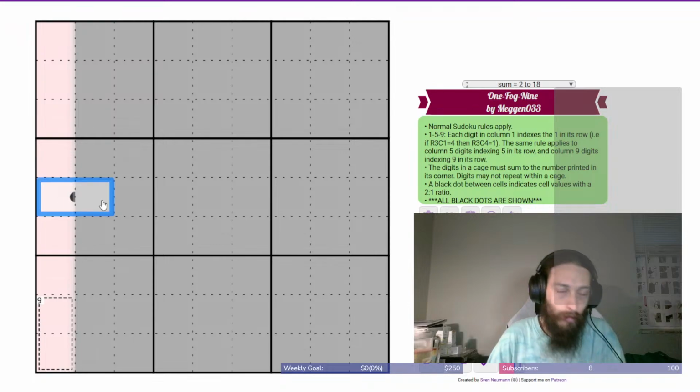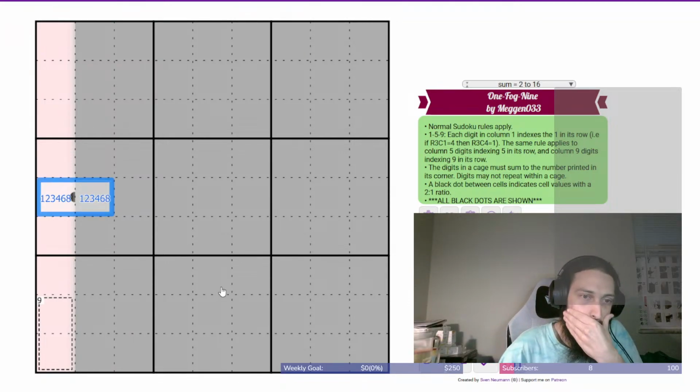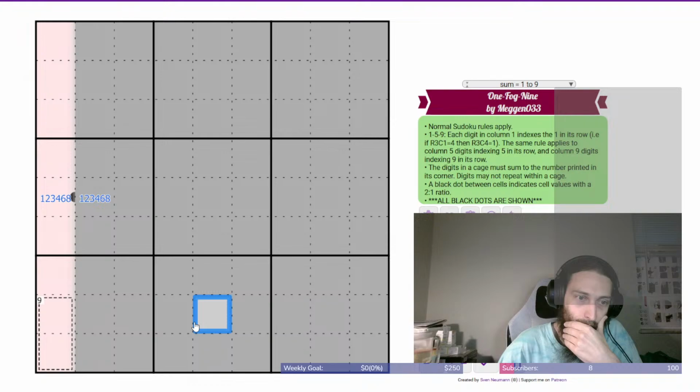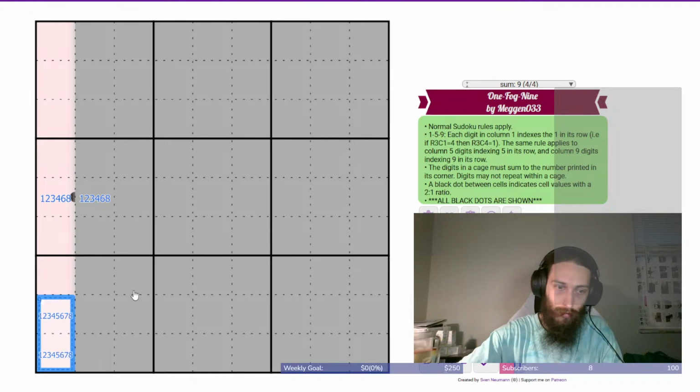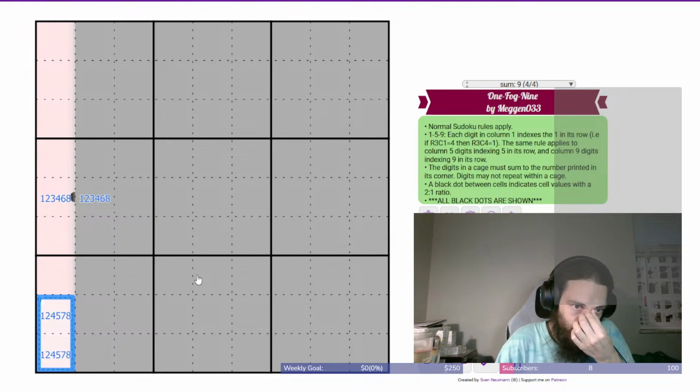So we know that these are going to be 1, 2, 3, 4, 6, and 8. And those sum to 9. And that is it. Well, okay, so 1, 3, 4, 5, 6, 7, 8. We know it's not 3 and 6, because 3 and 6 are in a 2-to-1 ratio. Other than that, I don't think we can use the 9, because nothing else is restricted enough.